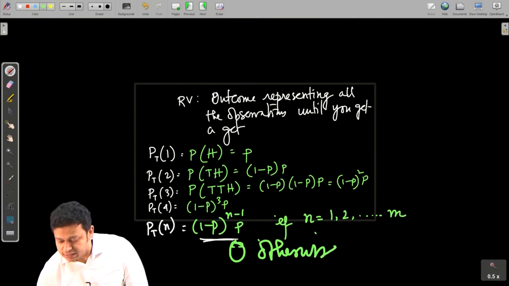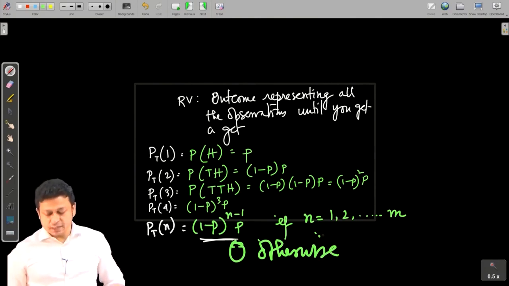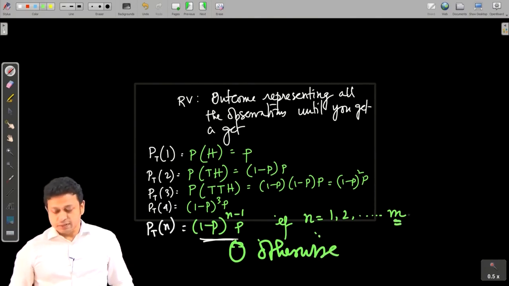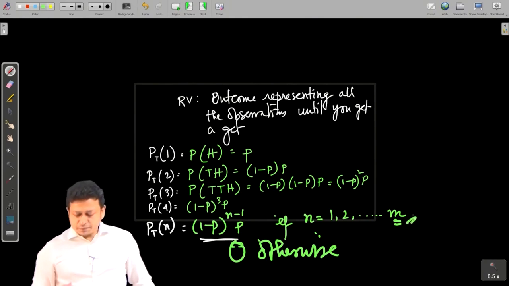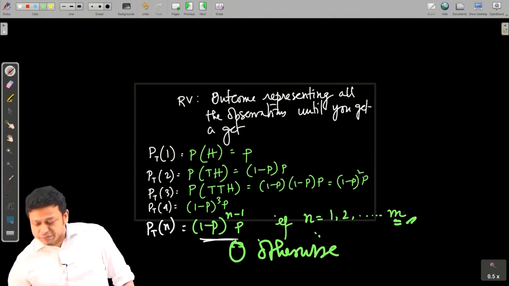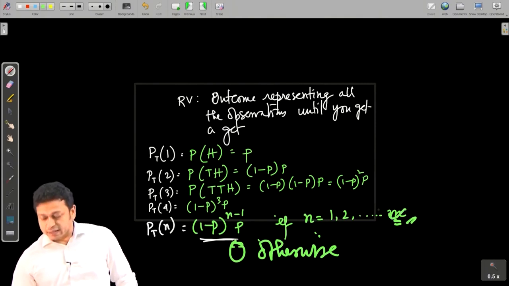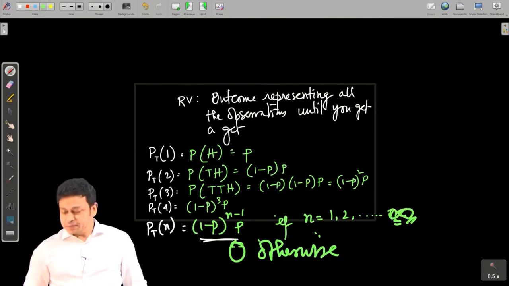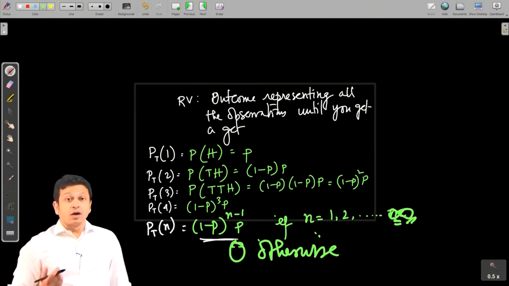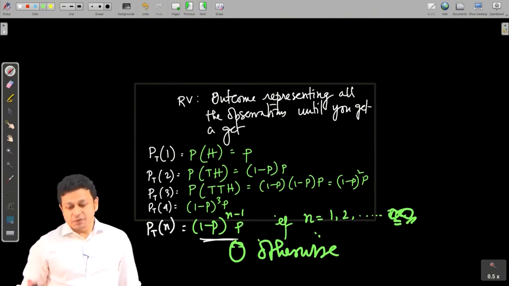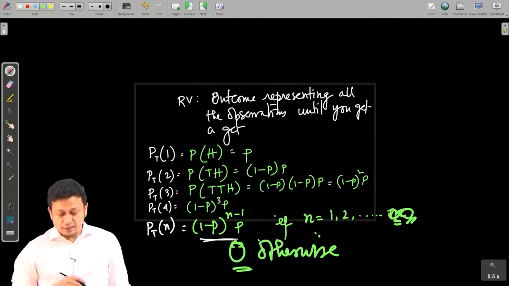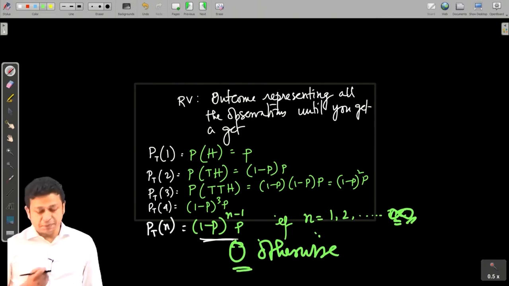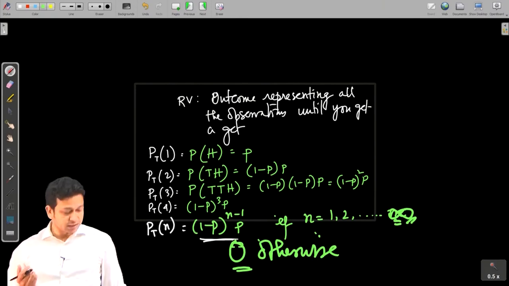So, it means that within this range I can allow the coin tossing up to m number of times, or it could be infinity also, I can allow the coin tossing up to infinite number of times, but I cannot allow 1.5 trials because that is simply not possible. So, that is the reason I will write 0 otherwise. So, the function that we have derived actually represents the probability mass function.